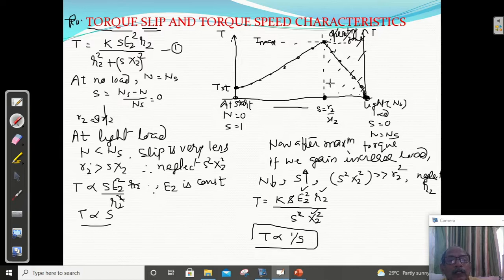This part is known as operating zone. This is called as not operating zone. Generally your motor runs in this condition, in general. Okay, so this is the torque slip characteristic I discussed. Now I will discuss 2-3 more things to clear your concept.